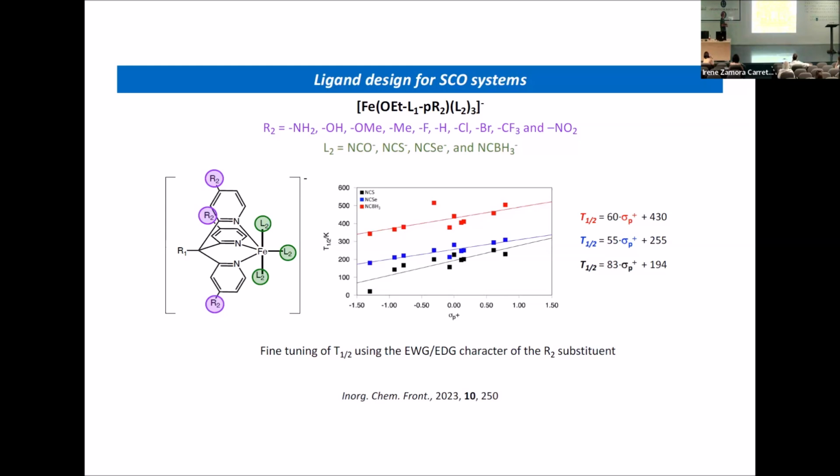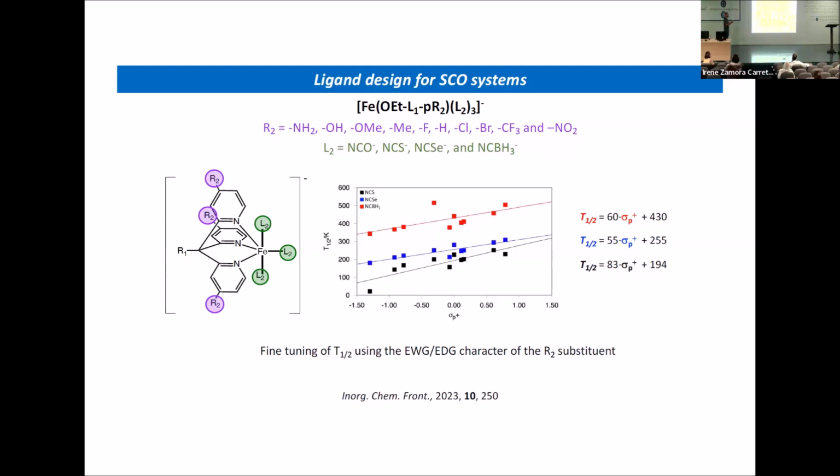Obviously, the correlation is not perfect, so we are just looking at tendencies. But one more time, we can write these expressions in which we have the computed value of the transition temperature as a function of the sigma para Hammett parameter. You can see that the slopes are very similar for the NCBH3 and for the selenocyanate. It's a little bit steeper for the thiocyanate, but still the trend is the same, meaning that once you are located in the 100s, 200s, or 400s kelvins, with the electroattractor or electrodonor groups, you can tune up or tune down the transition temperature by a little bit.